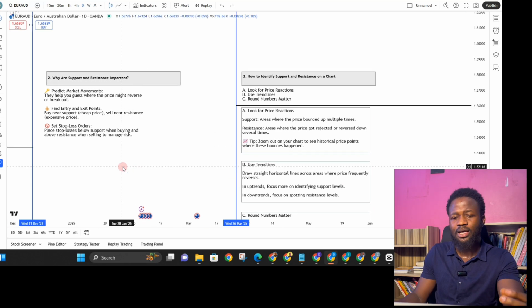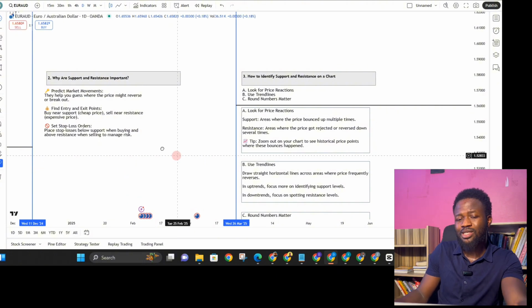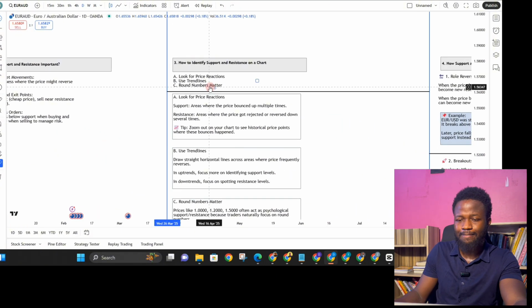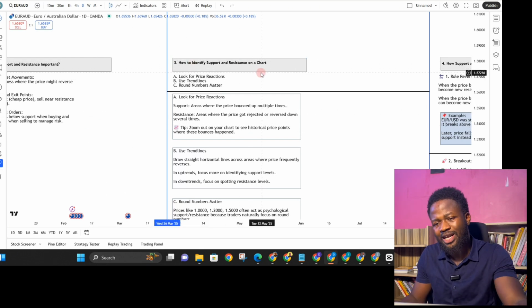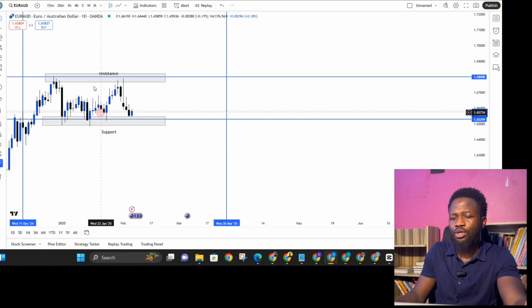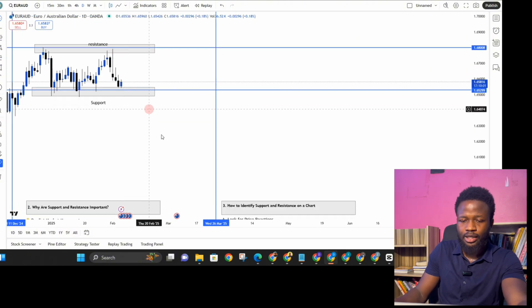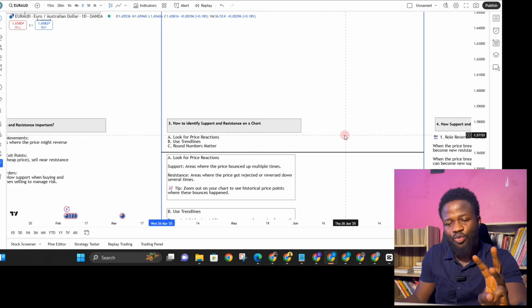Let me recap on that. It helps you to predict market movement. Number 2, find entry and exit points, and also set stop loss orders. All right, let's move on to number 3, where it gets a little bit more interesting. So how to identify support and resistance on the chart, because we are just talking about it. Does it always look like this? If it doesn't look like this, how do I identify them? There are 3 ways to identify them.